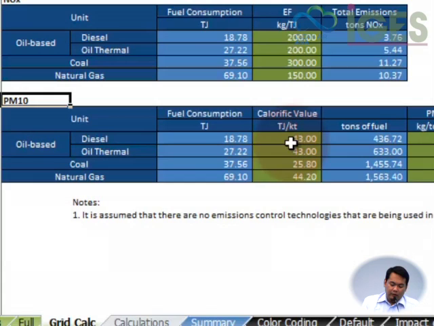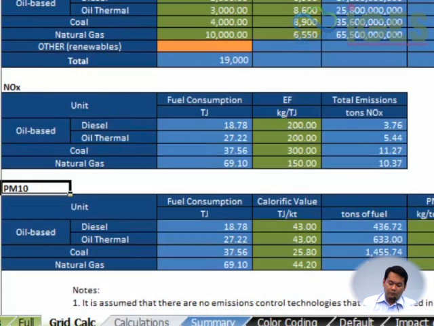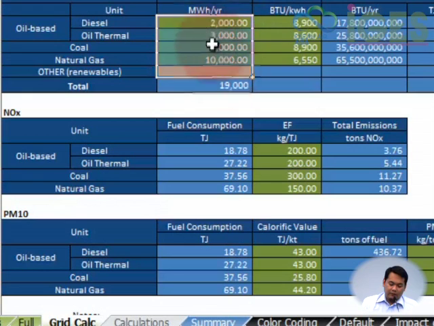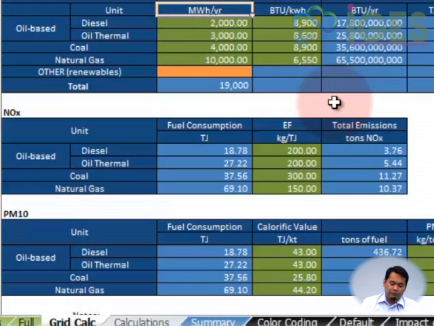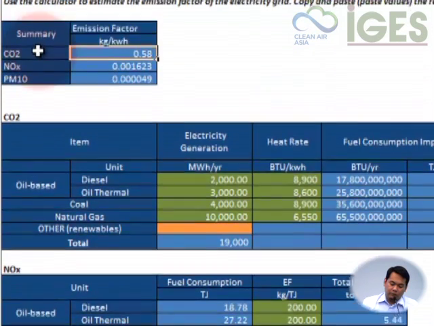And these are taken from the global atmospheric pollution forum guidelines for calculating emissions from power plants for NOx and PM. So the main factor here that users would actually need to fill in is the electricity generation per source type, either in megawatt hour per year, or you can use kilowatt hour per year, but the standard here is to use megawatt hour per year if you're talking about grids.